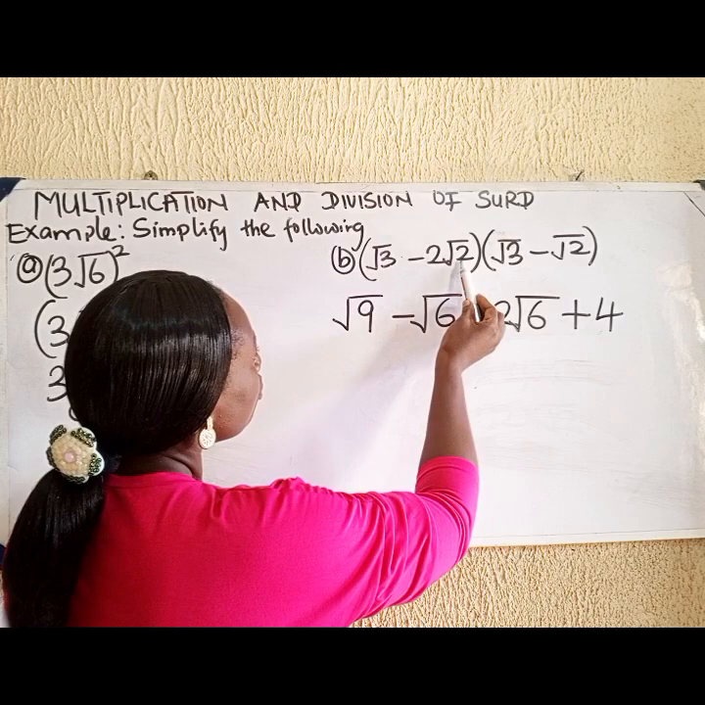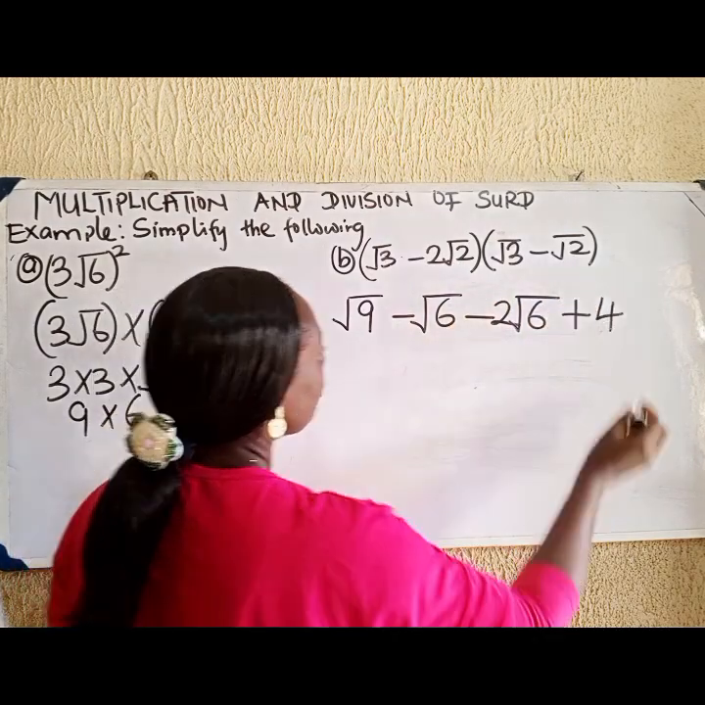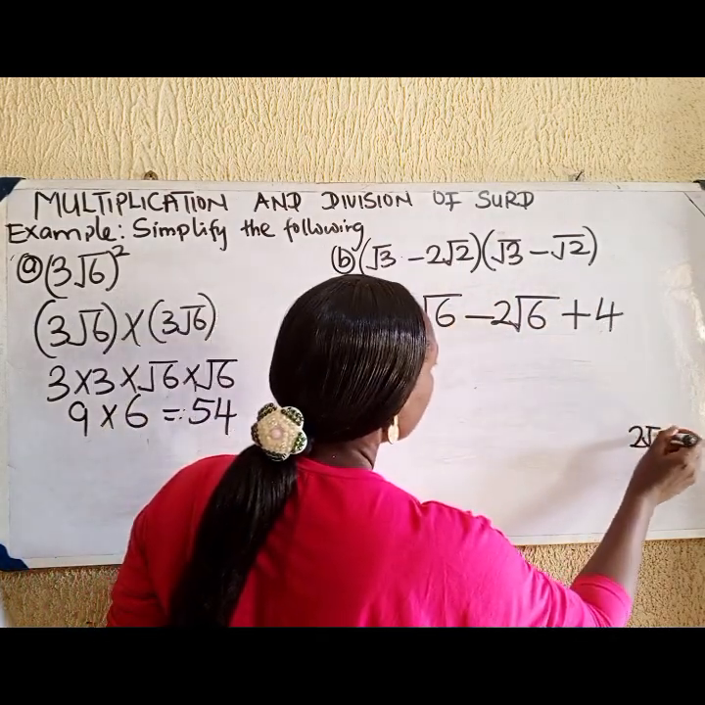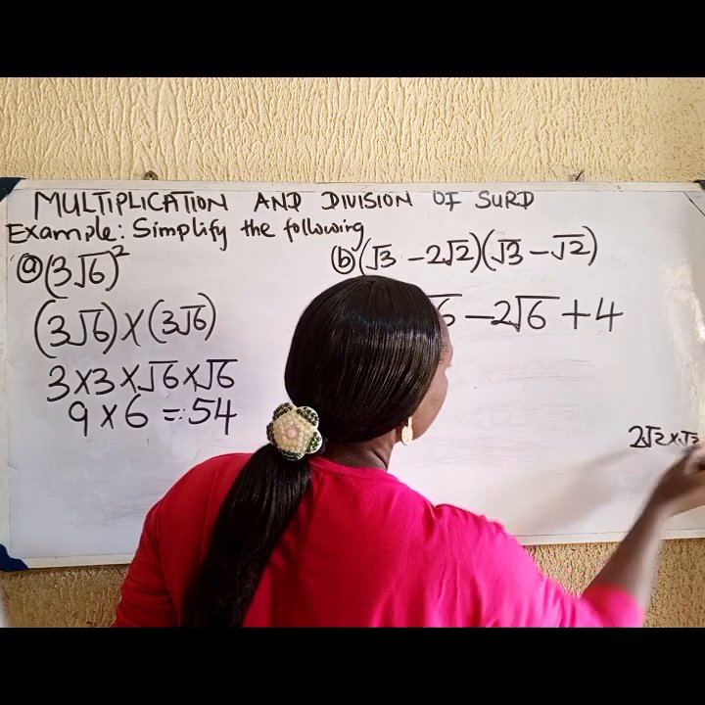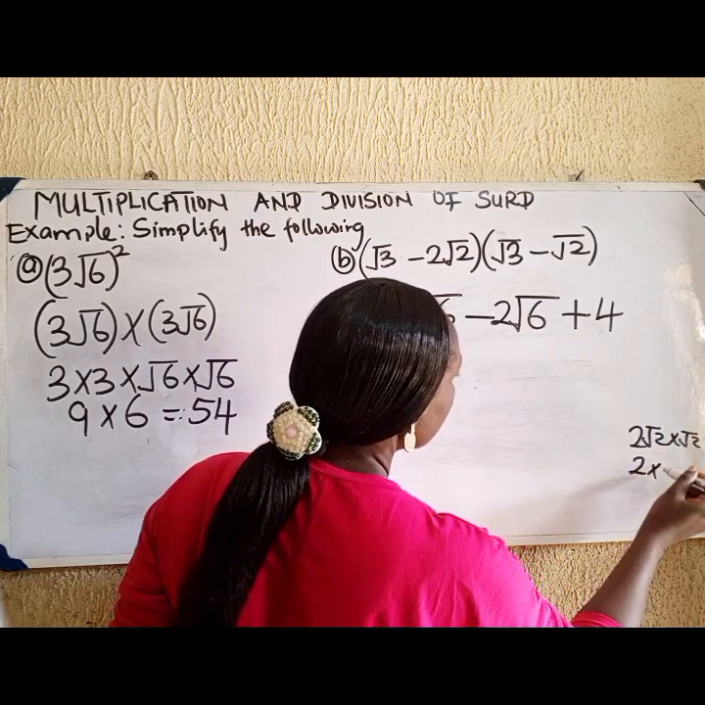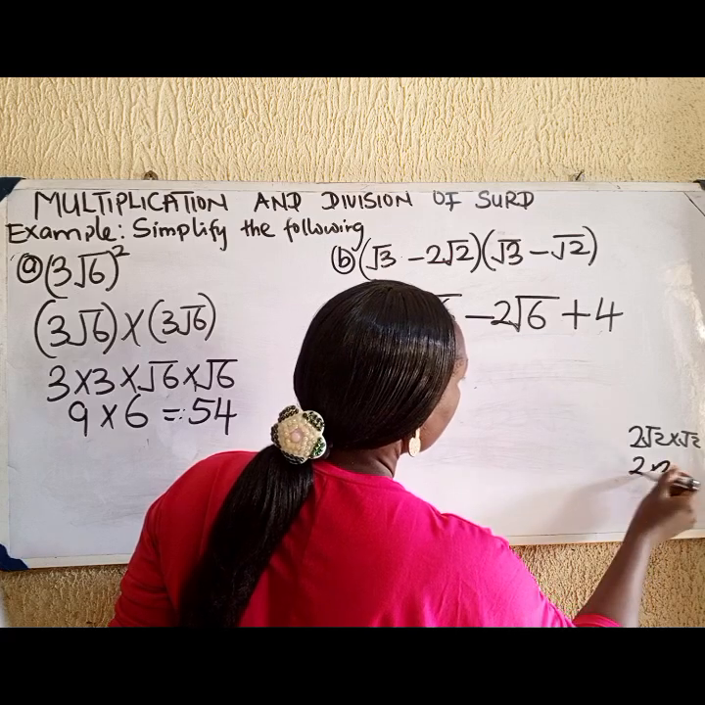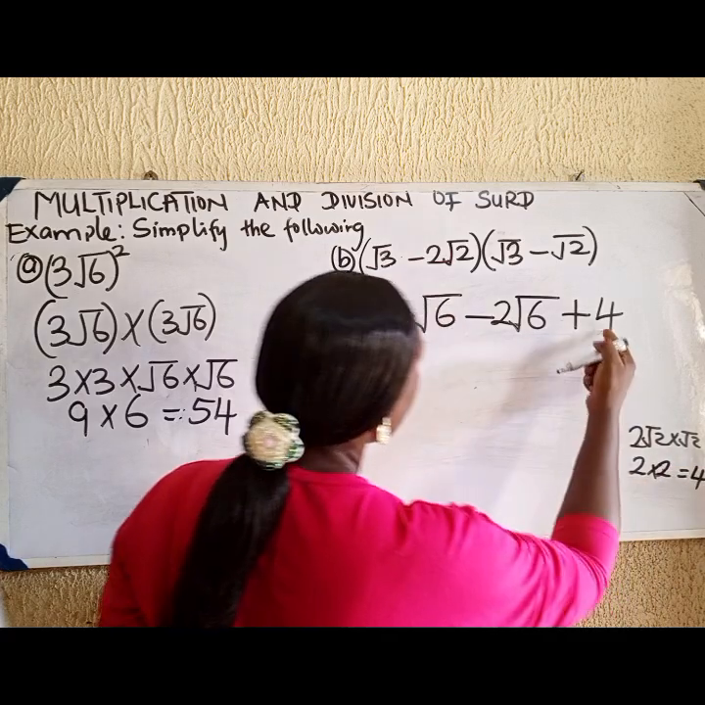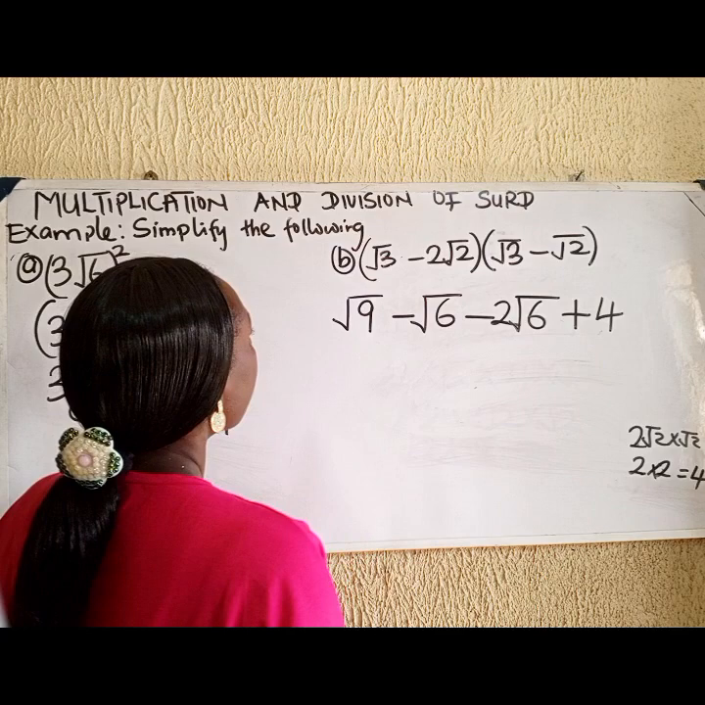This is 2 root 2 times root 2. This 2 is this one, times root 2 times root 2 is equal to 2. And 2 times 2 will give me 4. So that is how we obtain this 4.